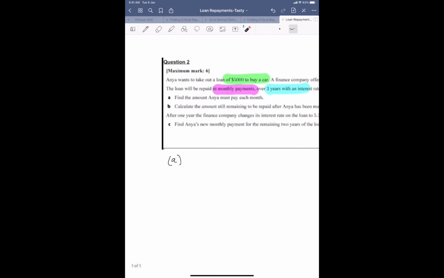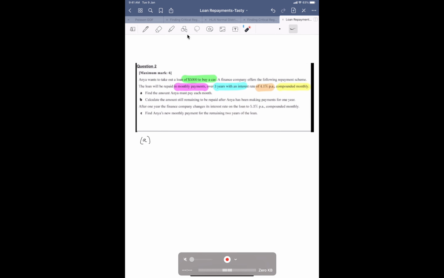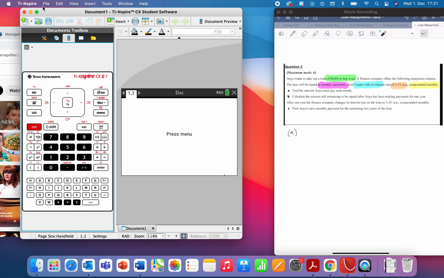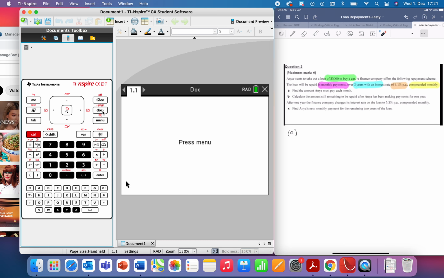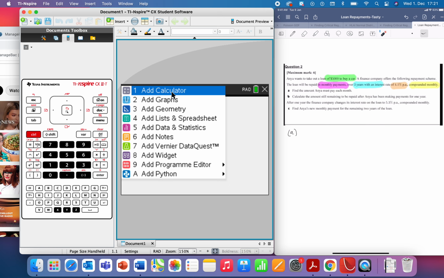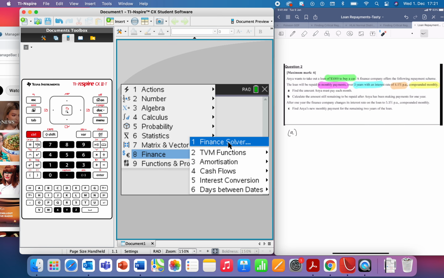All right, so we're just going to go straight to the TI Inspire, and all of those bits I've highlighted in different colours, we're going to feed into the finance solver, and we'll interpret the answer there. So let's bring the finance solver up, make this a little bit bigger. So document, insert, let me get a calculator in there, and then menu, finance, and finance solver.